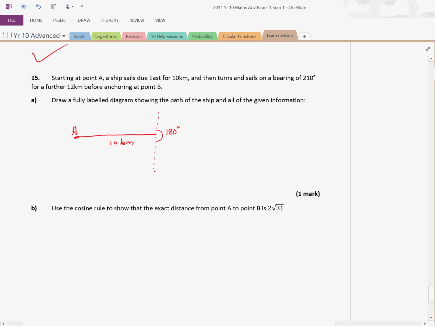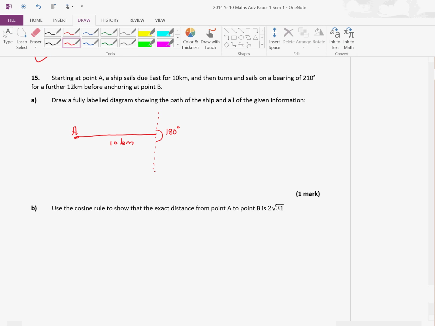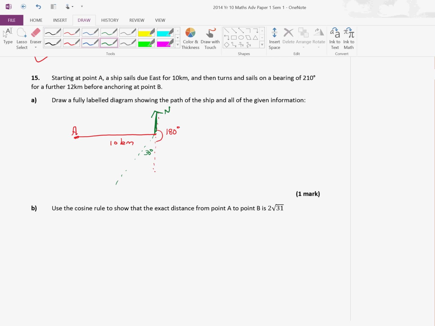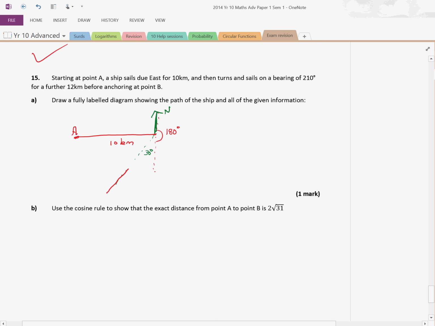And remember that a bearing, ladies and gentlemen, is always from true north. So I'm going to draw a little true north here, not that I need to, just to show you. 210 degrees means that I've got 30 degrees here. This angle in here is 30 degrees. And if I've got that angle of 30 degrees for a further 12 kilometres, I'm going to make sure that I draw my diagram, and that is 12 kilometres.